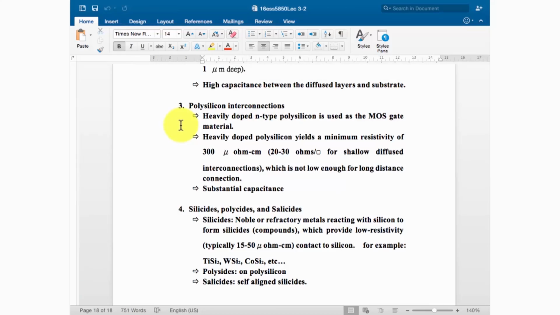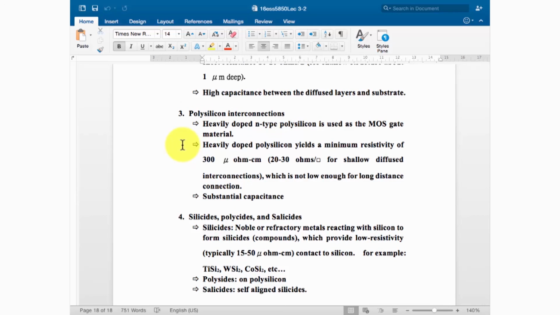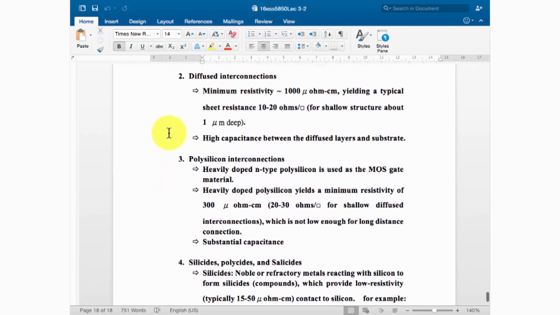So for polysilicon contact, even after heavy doping, either N-type or P-type, it still does not give you a very low resistivity. Heavy doping can give you about 300 micro ohm cm, but for a very shallow diffused interconnection, you usually have 20 to 30 ohms per square. So it's still not very low, but it's better than the diffused type.